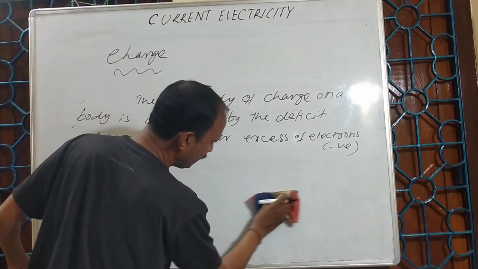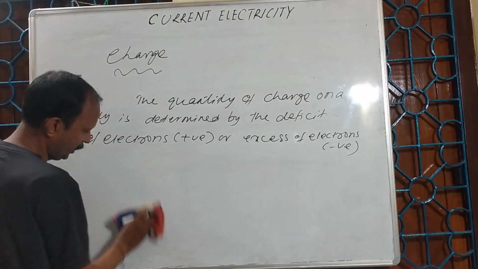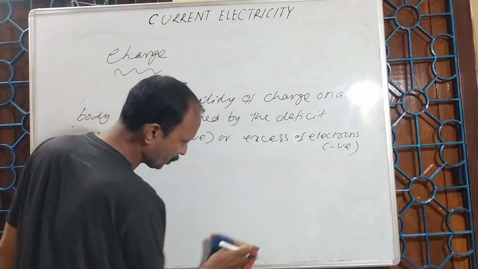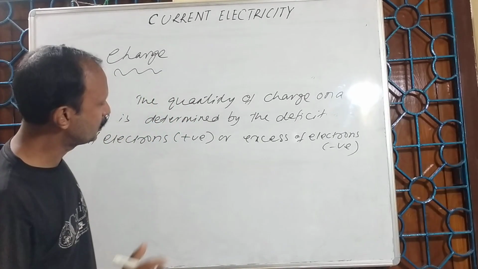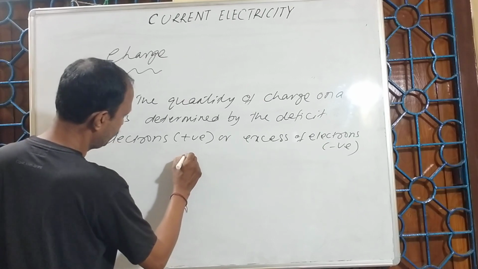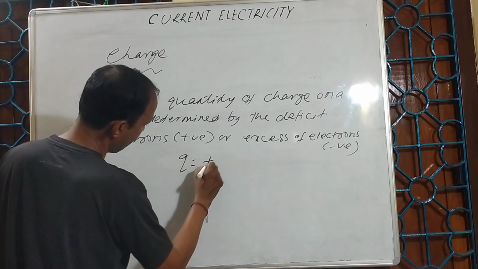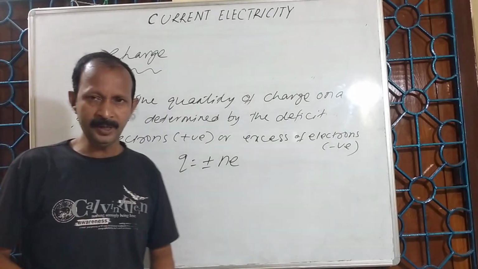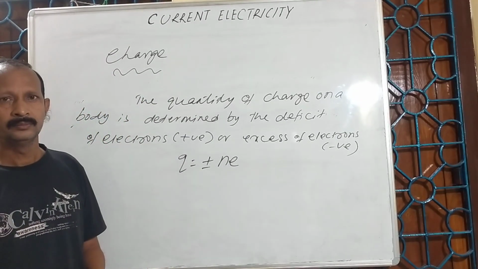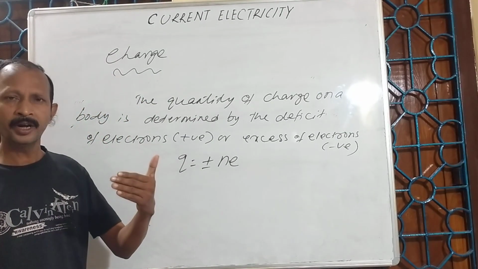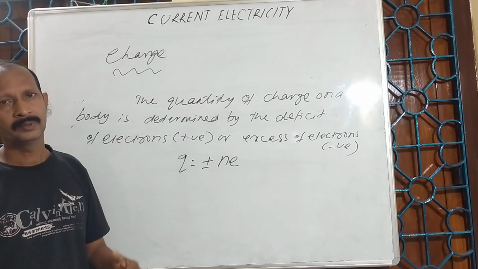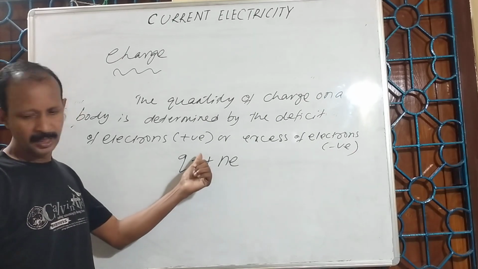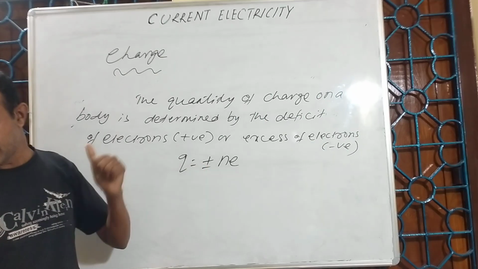If there is an excess of electrons, negative. If there is a deficit of electrons, it is positive. So it can be measured in this way. It may be positive or it may be negative. That's why we write plus minus Ne.